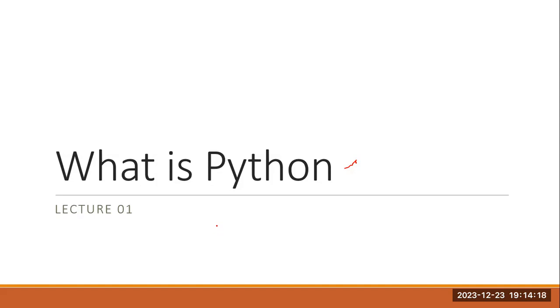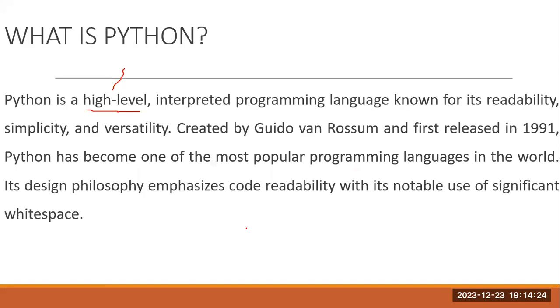So, to start this lecture, first of all, I would like to introduce Python. What is Python? Python is a high-level interpreted programming language. So, this programming language is high-level, interpreted, and it is a general-purpose programming language. These are three words you will come across in your daily routine in future.